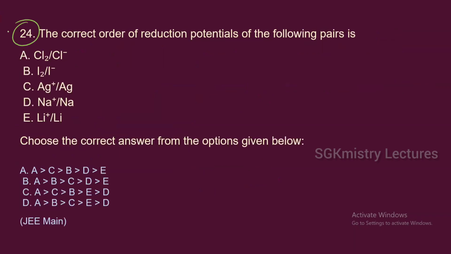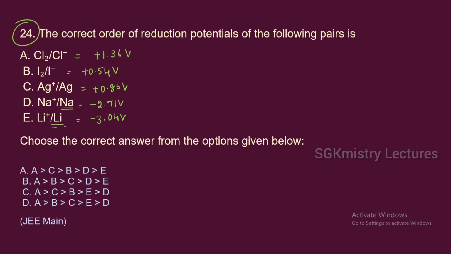Next, question number 24. The correct order of reduction potentials of the following pairs is. So in this case, you can remember the values, or you can just look at the species and decide. So first I'll be giving you the values. Here it is plus 1.36 volt. Here it is plus 0.54 volt. For Ag, we have written it is plus 0.80 volt. For Na plus, we have minus 2.71 volt. And for lithium, we have minus 3.04 volt.